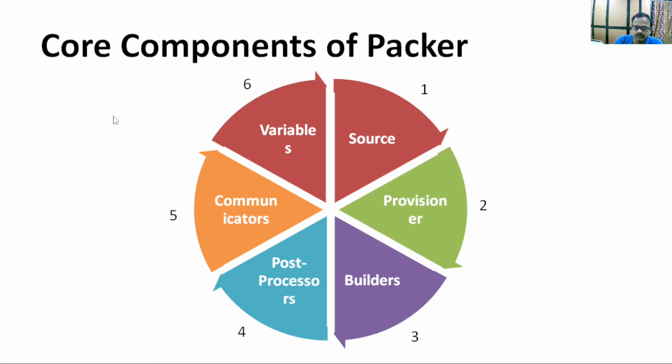No. Out of these things, source is mandatory. Without source, there is no use of writing a Packer file. Provisioners is also mandatory, because if you want to do any configurations, you are going to use this one. Builder is also mandatory, because this is the end platform where you are going to define. Communicator is also mandatory, because whatever the end platform is, we need to connect with that kind of instance. And variables is optional. So post processor and variables are optional. You can include them or exclude them, it's up to you.